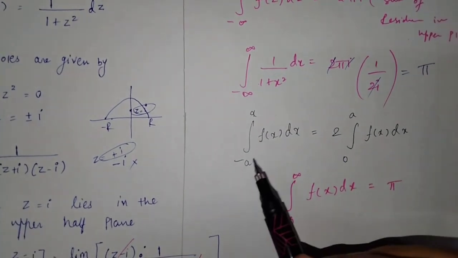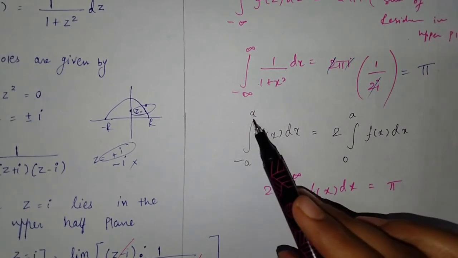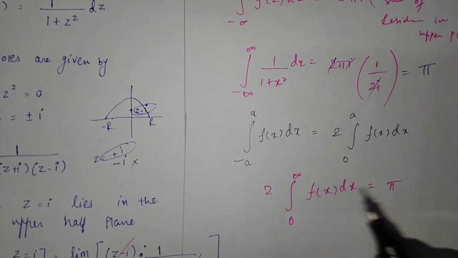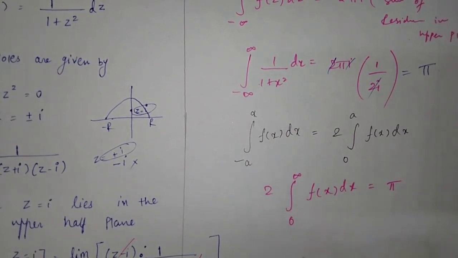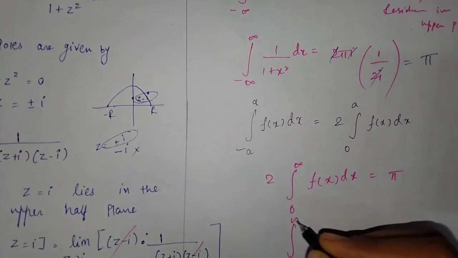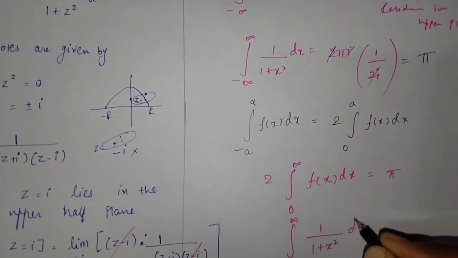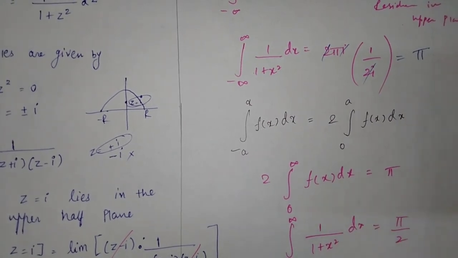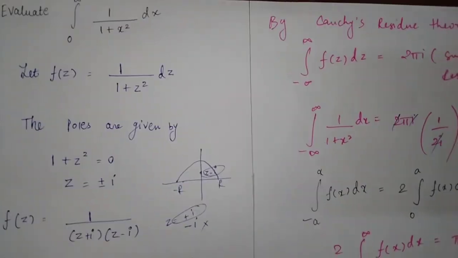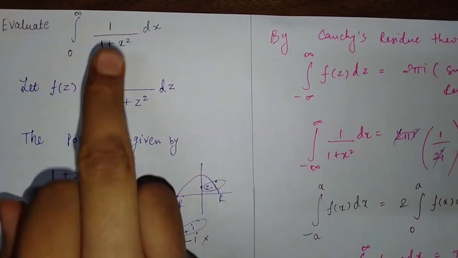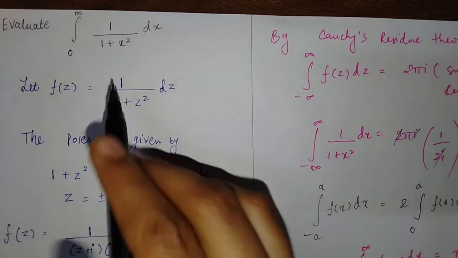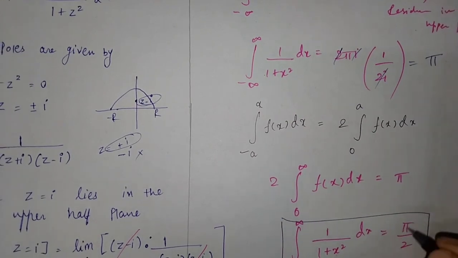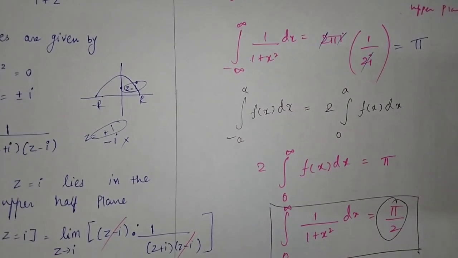Okay, we will convert the minus infinity to infinity limit to this form, that is 2 into the integral from 0 to infinity equal to pi. But we want only this function, that is the integral from 0 to infinity of 1 by 1 plus x square dx. Then this 2 will go in the denominator, so that is pi by 2. So we got the answer of this term, the integral from 0 to infinity of 1 by 1 plus x square, and that is equal to pi by 2. So finally this is your answer, and the answer of this integral is pi by 2.